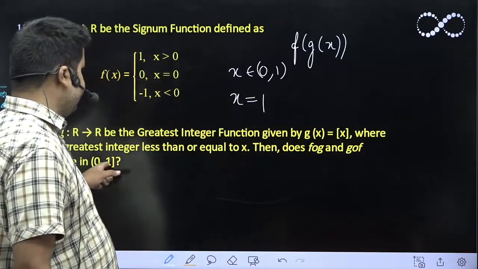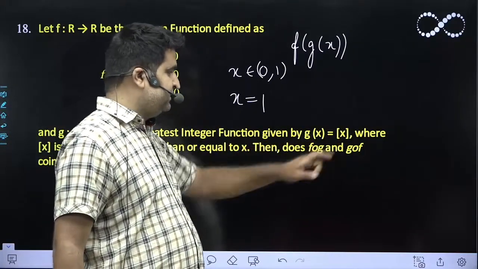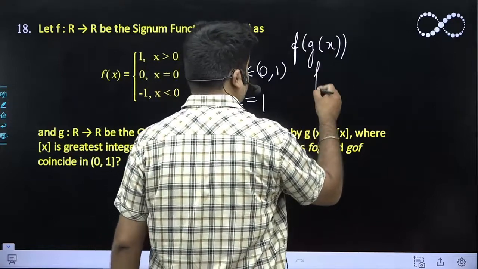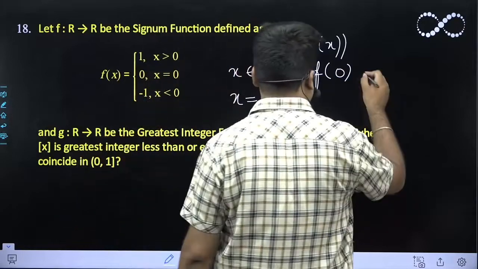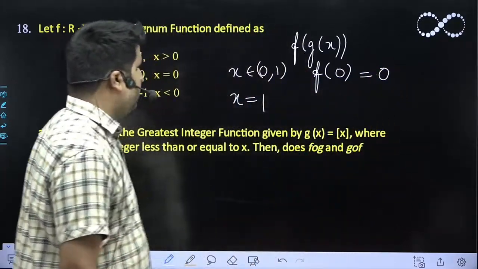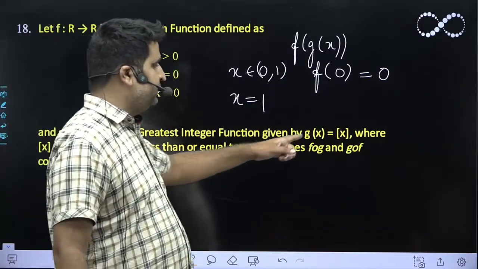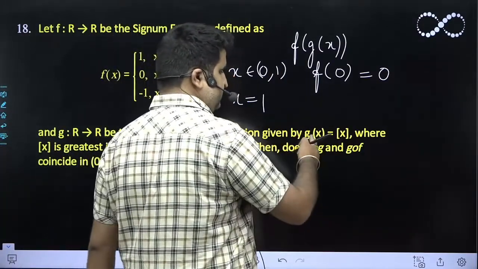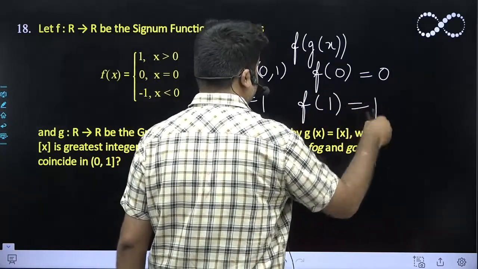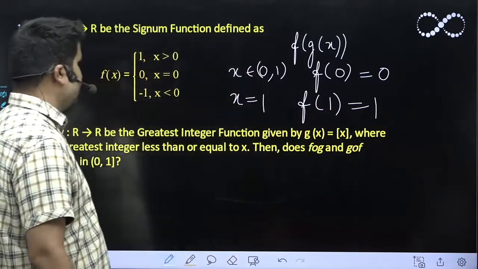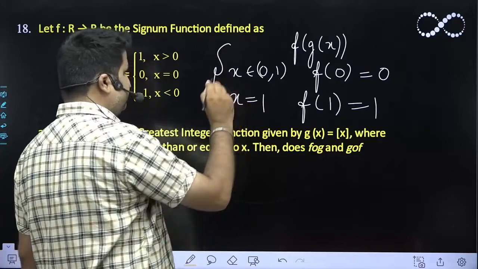So if x lies between 0 and 1, what will be the value of g(x)? g(x) is the greatest integer function of this. So therefore, g(x) will be equal to 0. And what will be f(0)? This will be equal to 0. Now for x equal to 1, what is g(1)? This will be equal to 1. So we get f(1), this is equal to 1, for x greater than 0. So this is the definition of f of g of x.